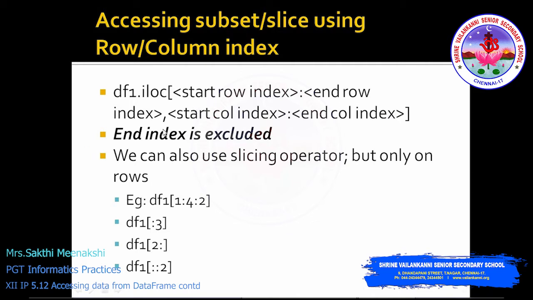The difference between LOC and ILOC is that the end index is excluded here. In LOC we included the ending index also. For example, if we have 4 records named Saran, Kiran, Tina and Nina, and we use Saran to Nina, the last record will also be included in LOC. But here you can't include the final index. The end index is excluded. Let's see the example.